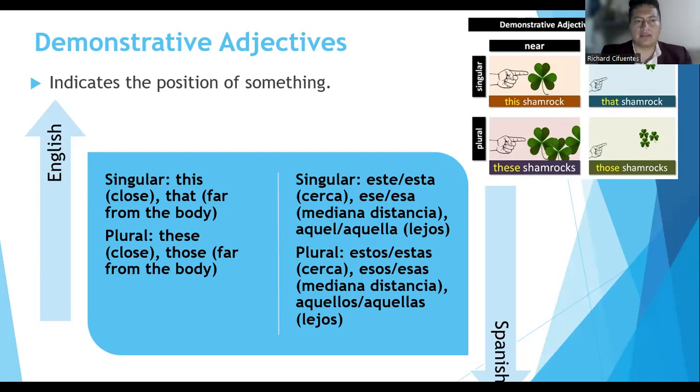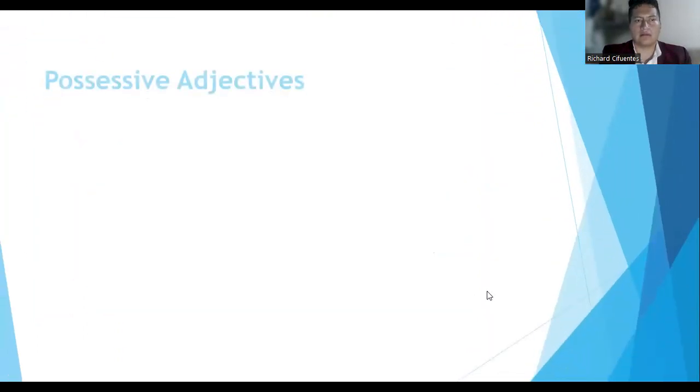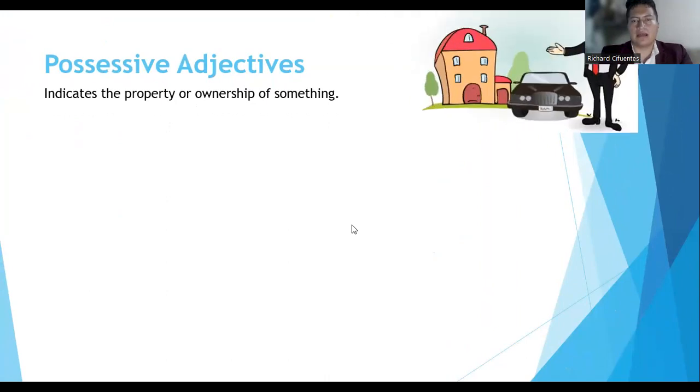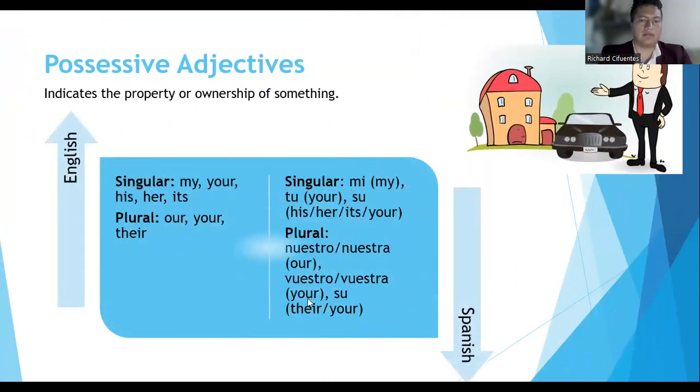So let's continue. The next one is possessive adjectives, okay. The word that starts it probably defines it. It indicates property ownership of something, okay. I say that I'm the owner of something. The singular in English is my, your, his, her, its, and plural our, your, their. Okay, we can find that there are some specific similarities.